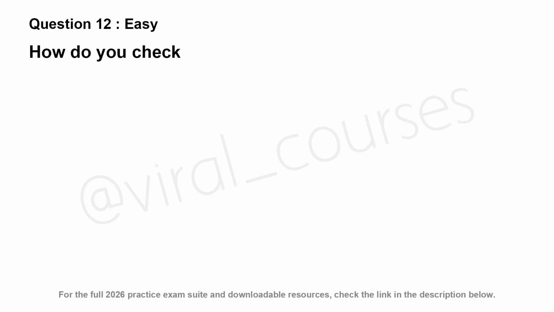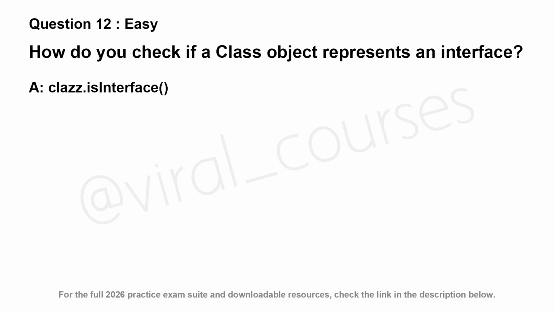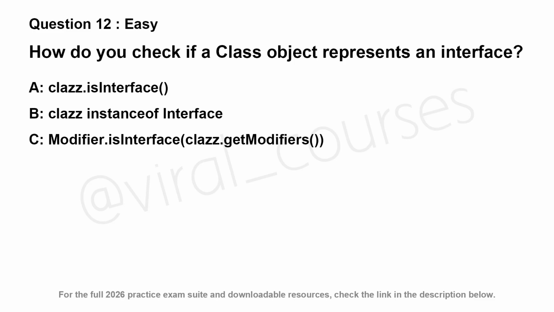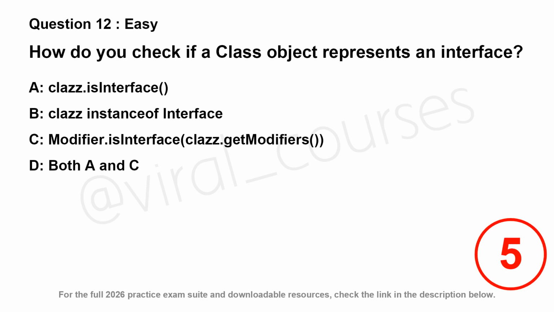How do you check if a Class object represents an interface? Option A. Class.isInterface(). Option B. Class instanceof Interface. Option C. Modifier.isInterface(Class.getModifiers()). Option D. Both A and C.